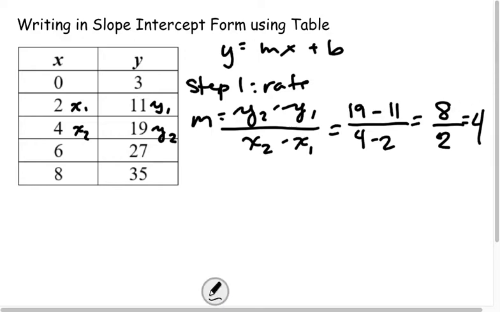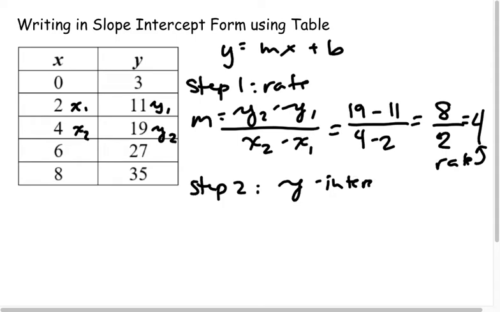So 4 over 1 is my rate. That means if you graph this, it's going to go from one point to the next. It's going to go 4 units up and then over 1 unit to the right. All right, so now our step 2 was to always find my y-intercept.